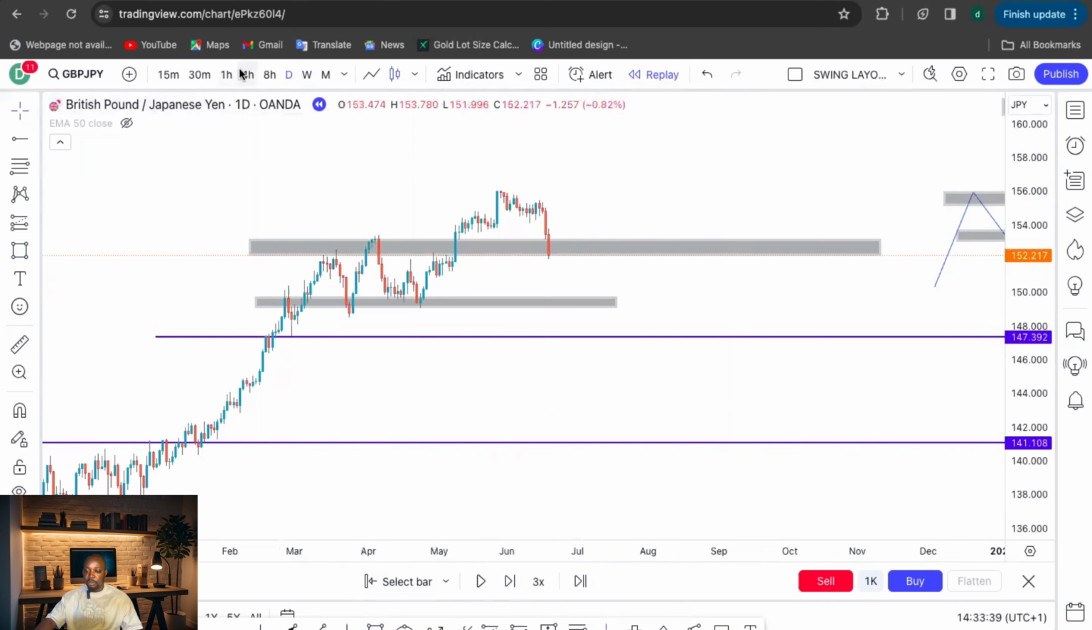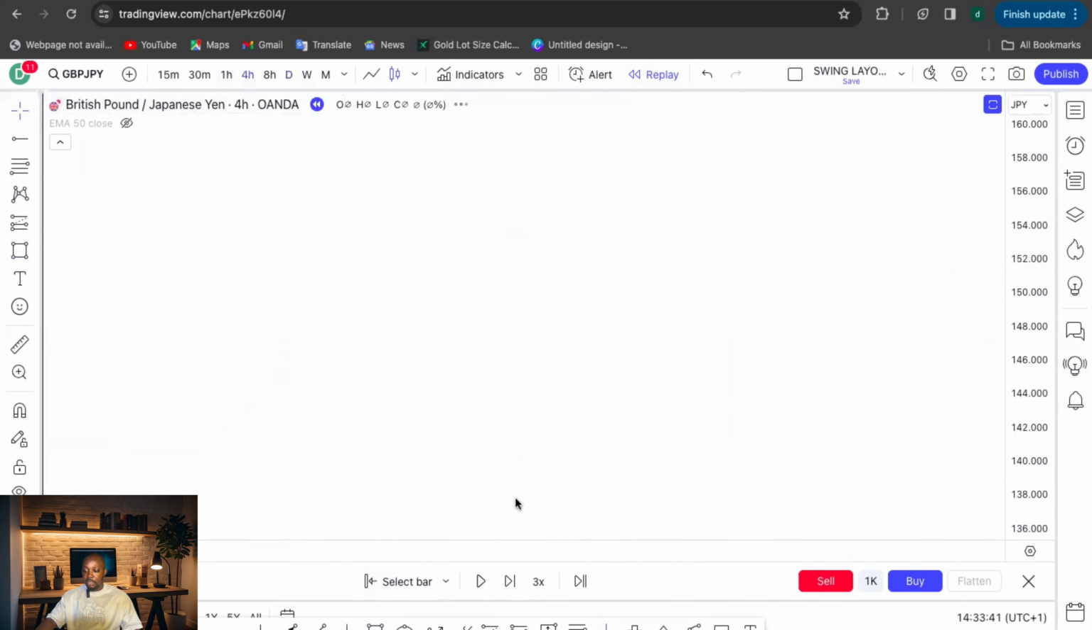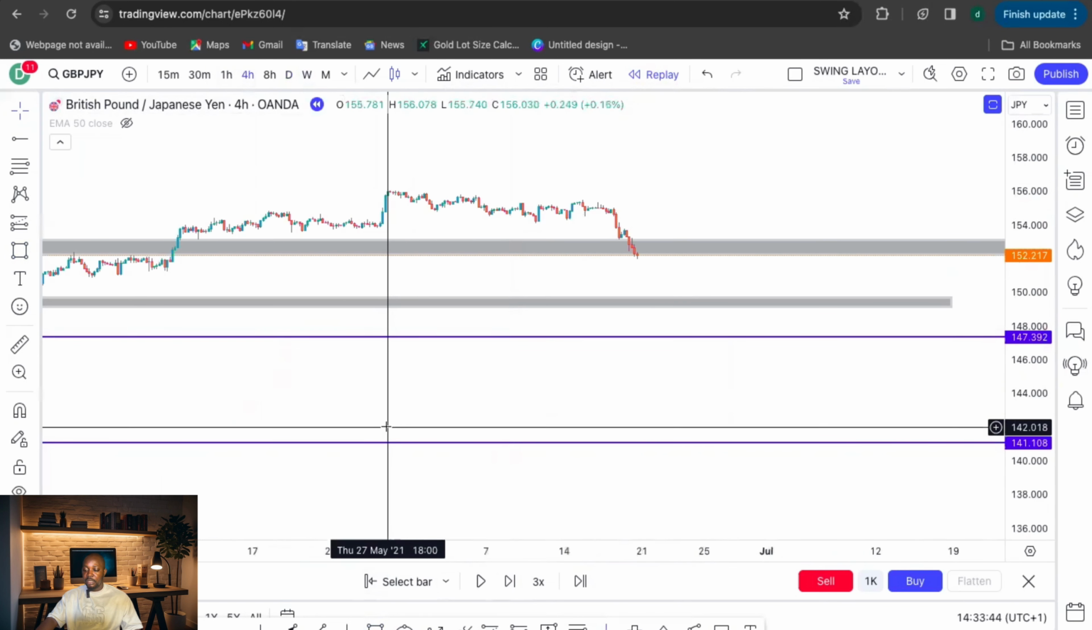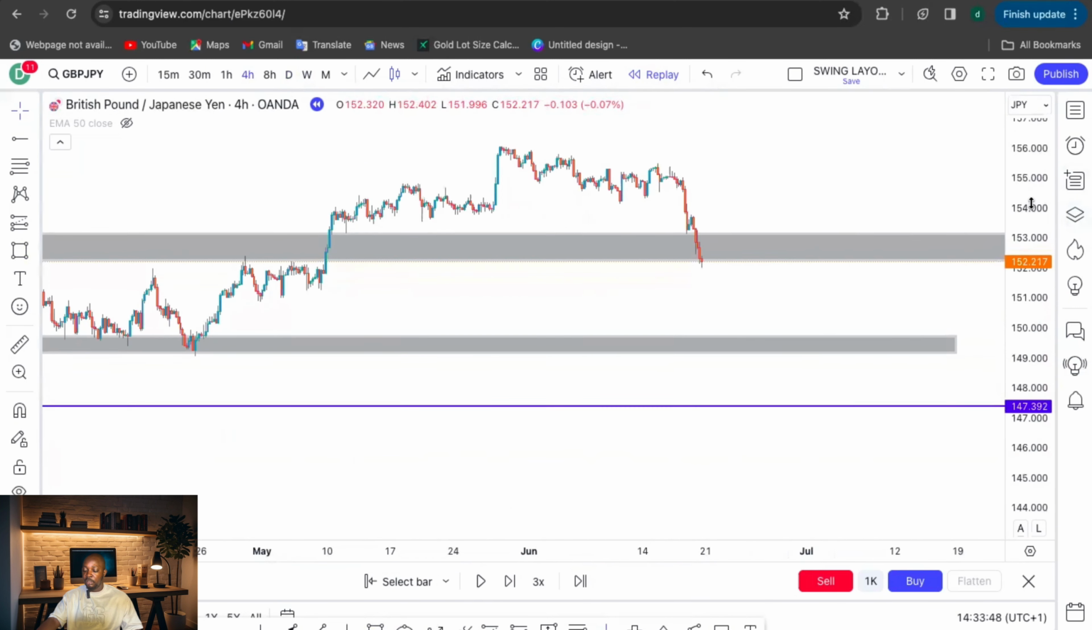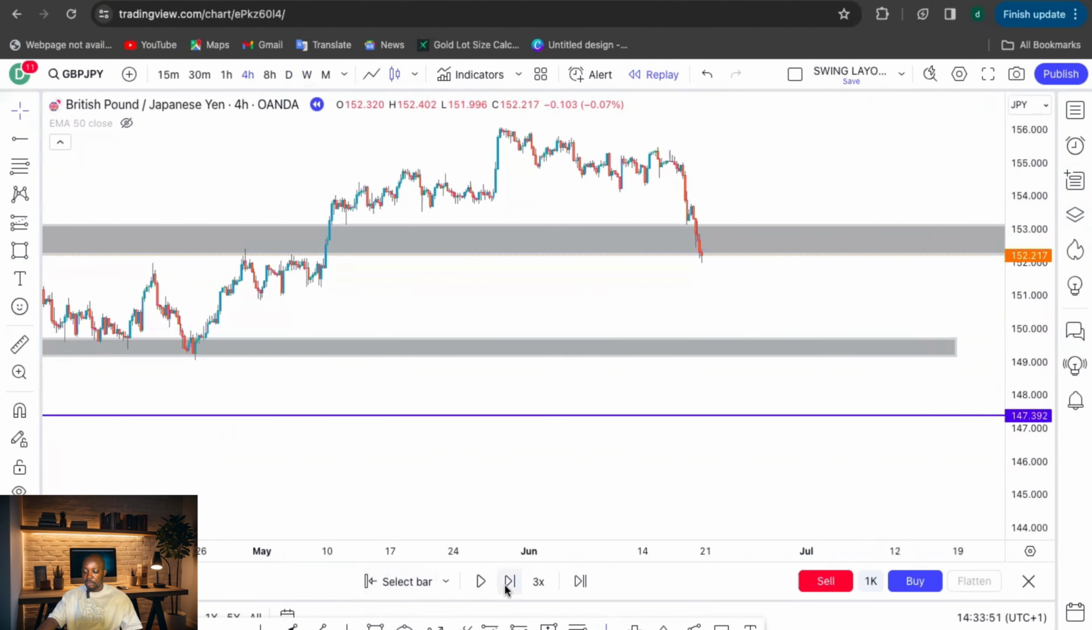So let me just go over to the 4 hour time frame to show you guys. Let's see. This is previous data. I don't know what is going to happen. So I'm just going to play forward to see if you can find an entry.